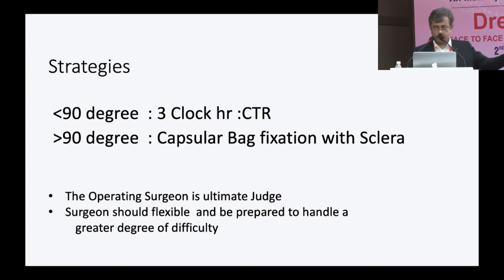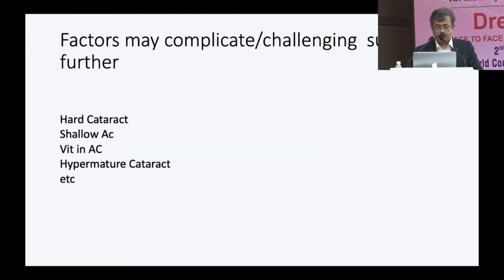As Shuja showed, you can face difficulties at every step. Clinically in the OPD you may find it is just less than 90 degrees, but in the OT you find the subluxation is more than 180. So be prepared to handle a greater degree of difficulty in this type of case. Factors that may complicate this scenario are hard cataract, shallow AC, vitreous in AC, and hypermature cataract.